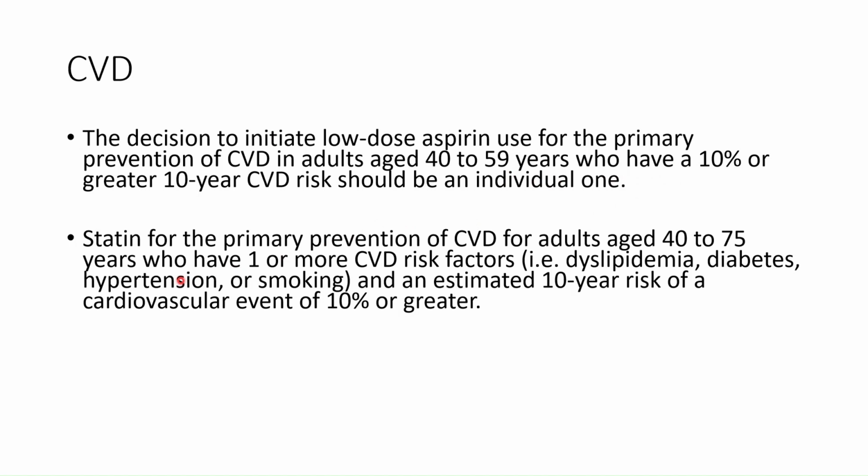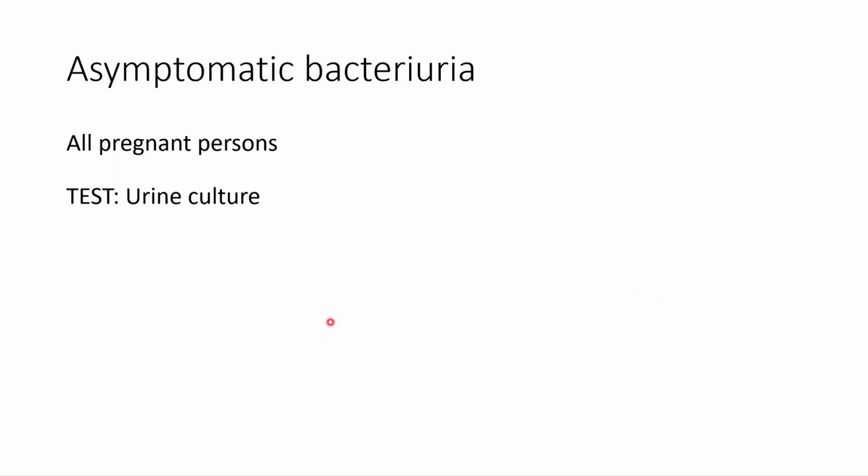So next is the statin. This is also used for the primary prevention of CVD, and the age is 40 to 75 years. So those who have one or more CVD risk factors like dyslipidemia, diabetes, hypertension or smoking, and have a 10 year risk of CVD events to occur.